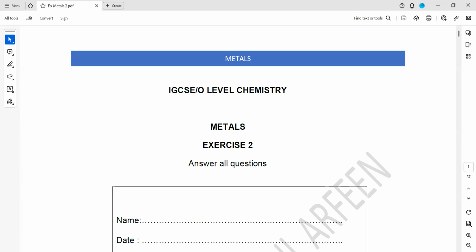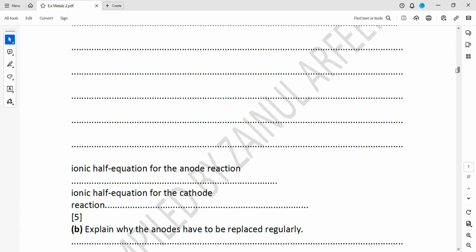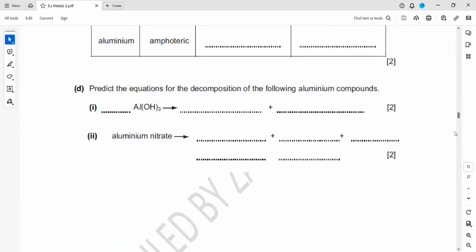So this one is exercise 2 of metals. Metal is an important topic, as I mentioned. There are certain topics which are important, and you have to learn a lot of things in this topic. Memorizing basically. So the first 21 questions, as I mentioned, are already recorded. So I will start with 22.